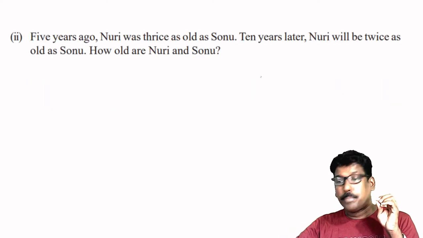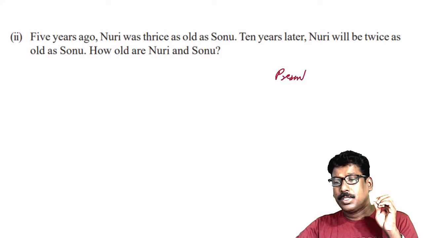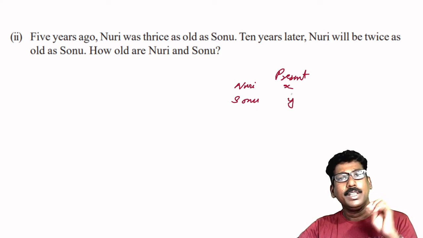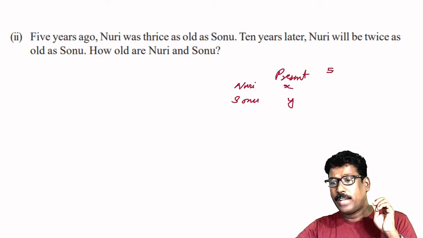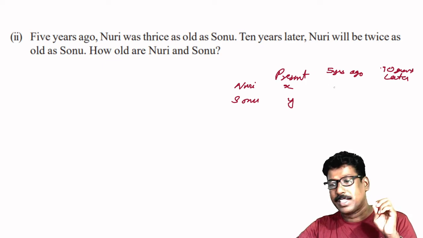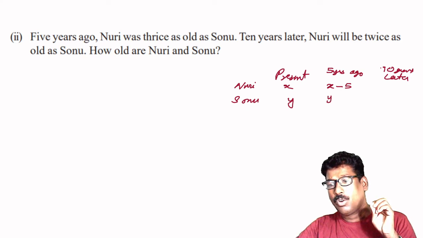So in this case, present ages of two persons are there, that is Nuri and another is Sonu. Present age of Nuri you can take as x, Sonu you can take as y. The two conditions given: one is 5 years ago, second is 10 years later. What is the age of Nuri 5 years ago? Present age is x. So 5 years ago, x minus 5. Then what is the age of Sonu? It will be y minus 5.